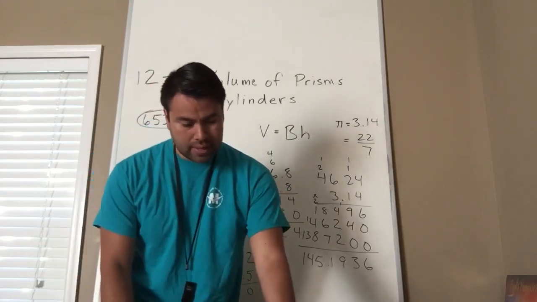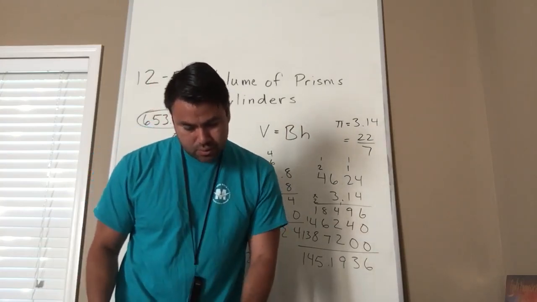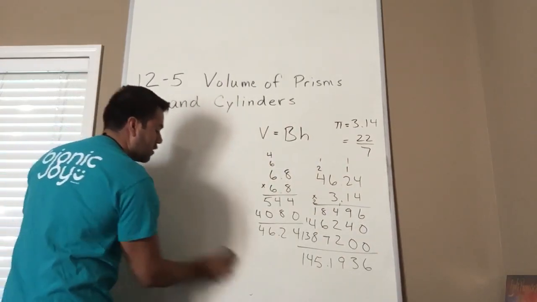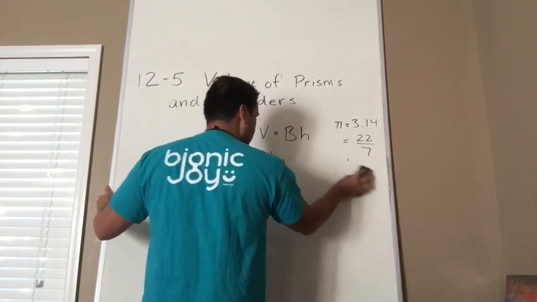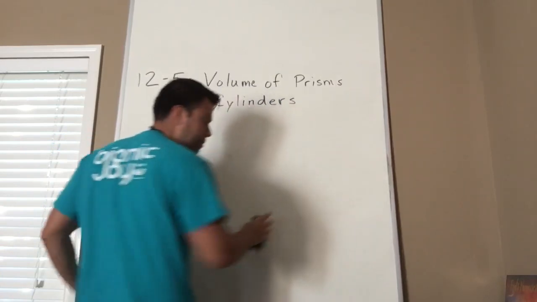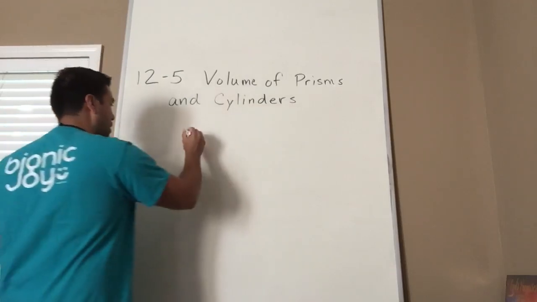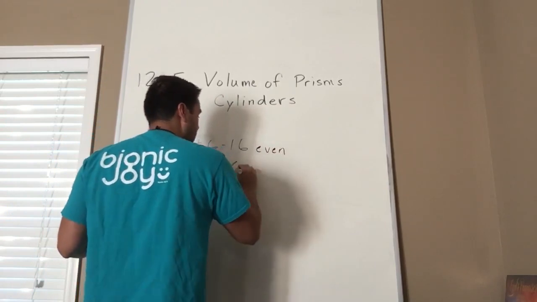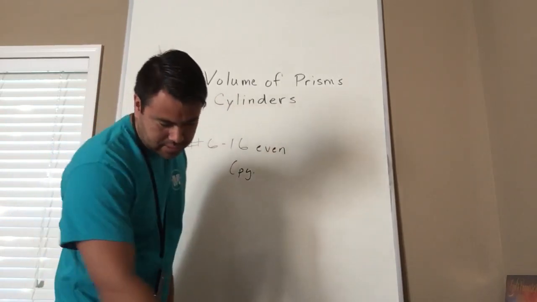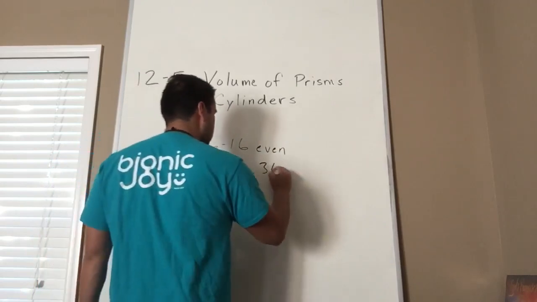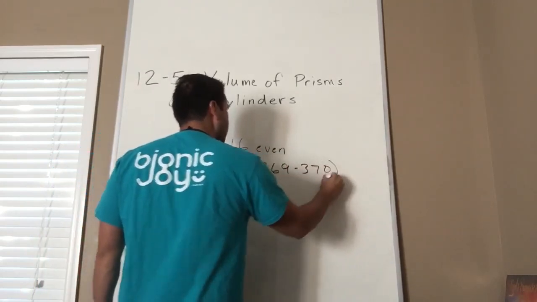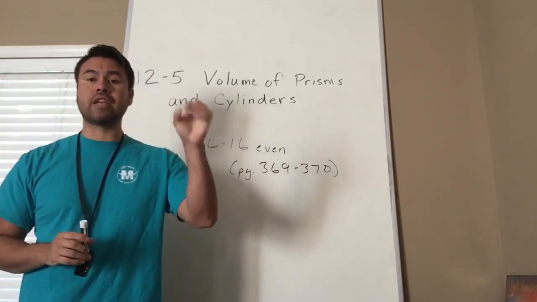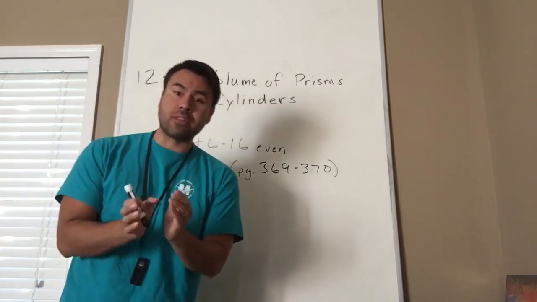Okay, your homework is going to be 6 through 16 even. And remember, any notes you took from this lesson, you could use for your quiz on Thursday. Just remember that. So numbers 6 through 16 even, and that's going to be on pages 369, 370. You'll do those problems, and then don't forget, you're using the same formula. Volume equals area of the base times height. You just got to know what the area of the base is.